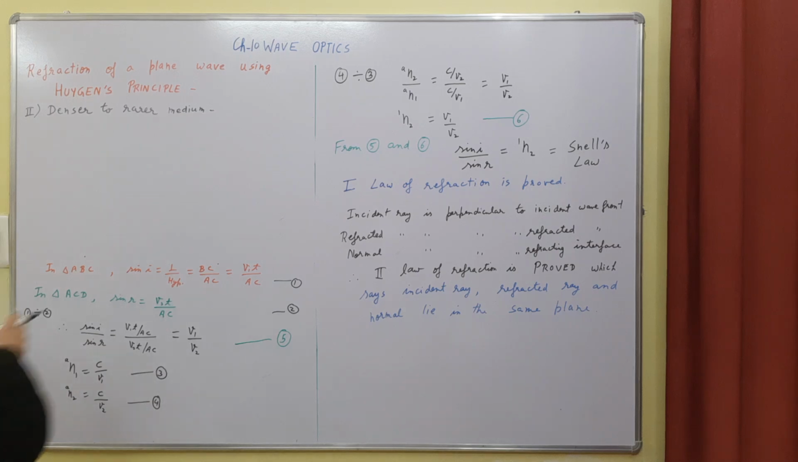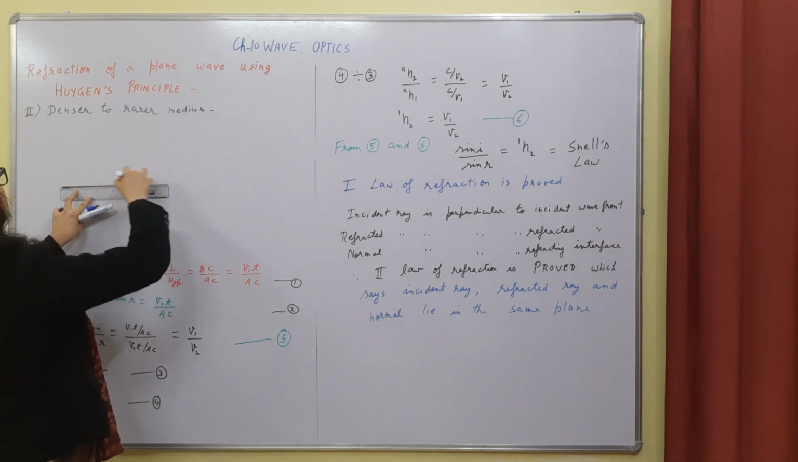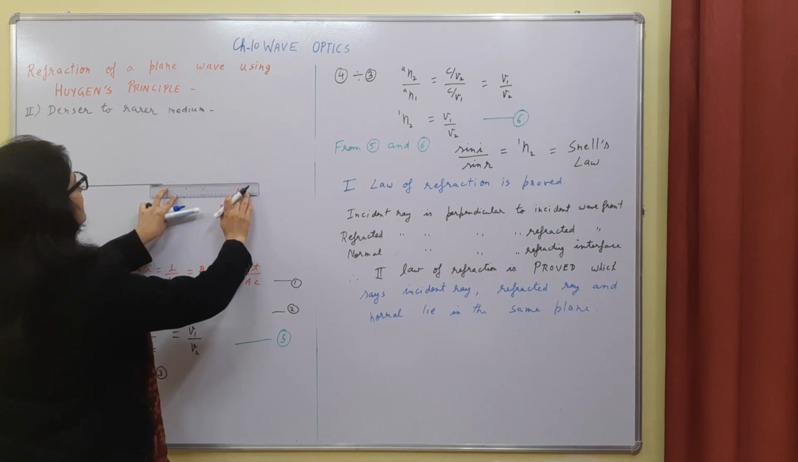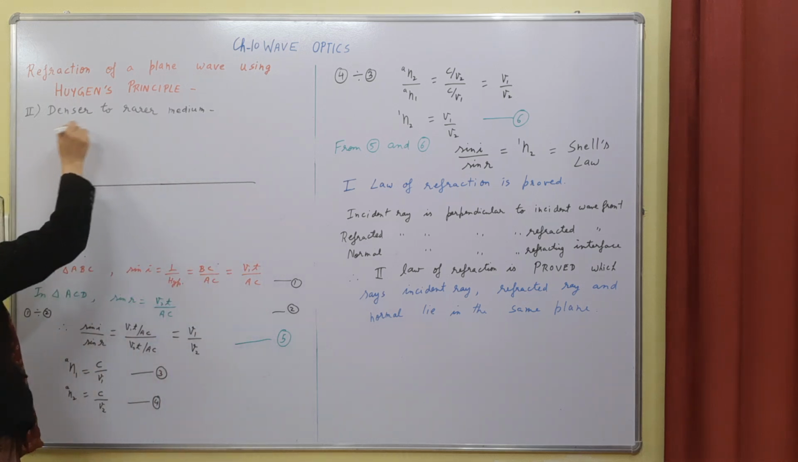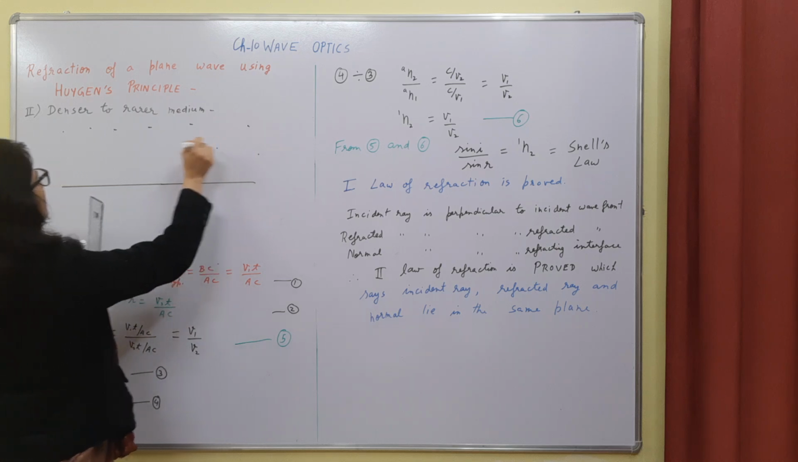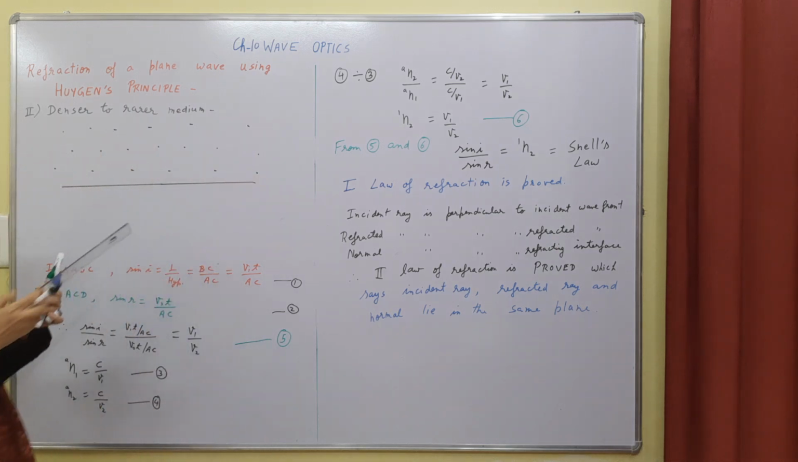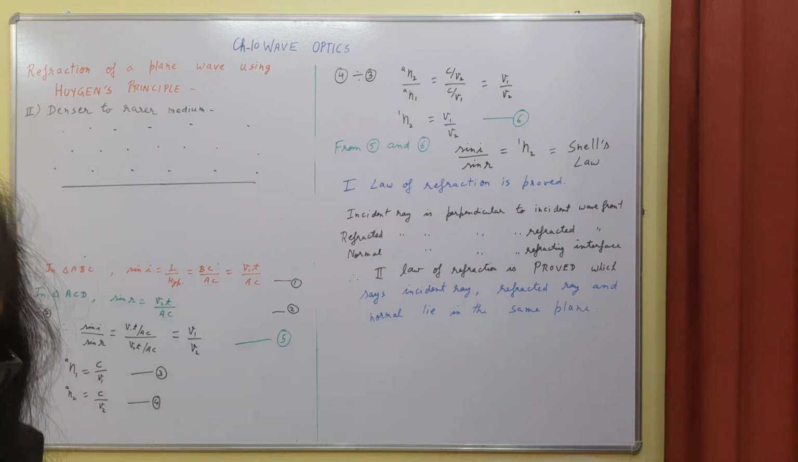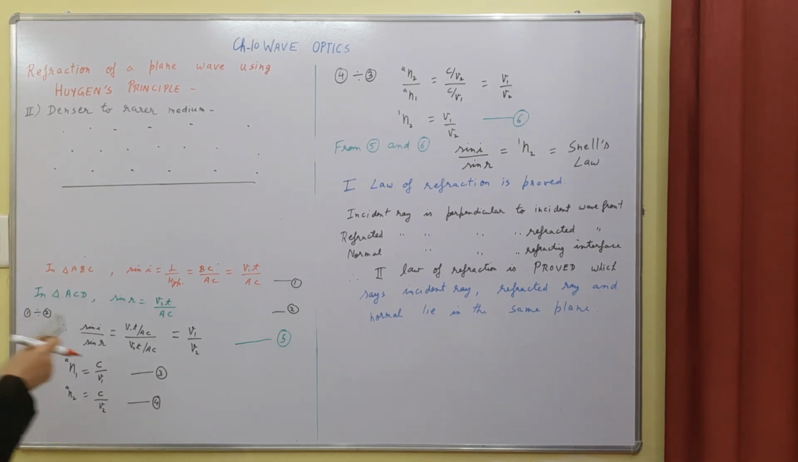So first, the interface. This is the refracting interface. Now this is the denser medium. And the second one is the rarer medium. Now our light ray is passing from denser to rarer.